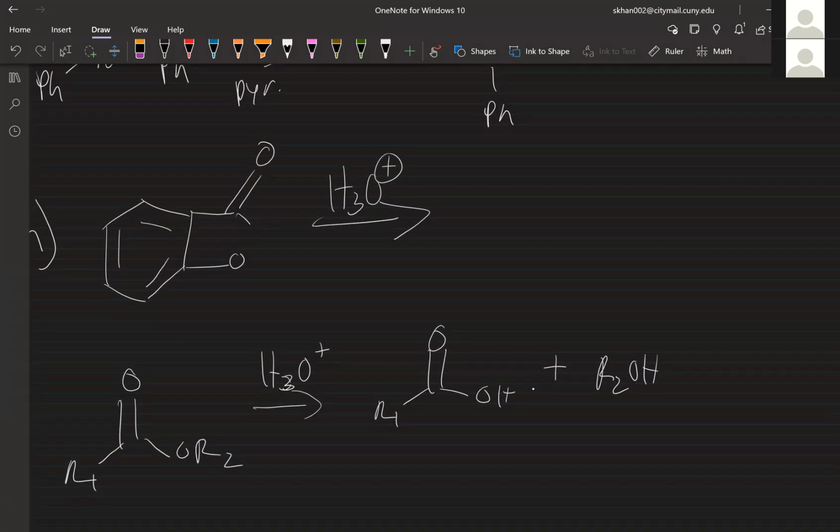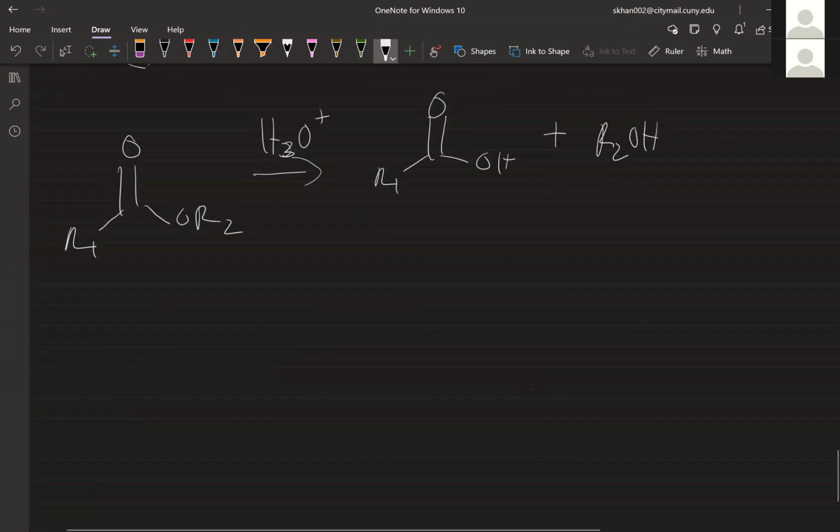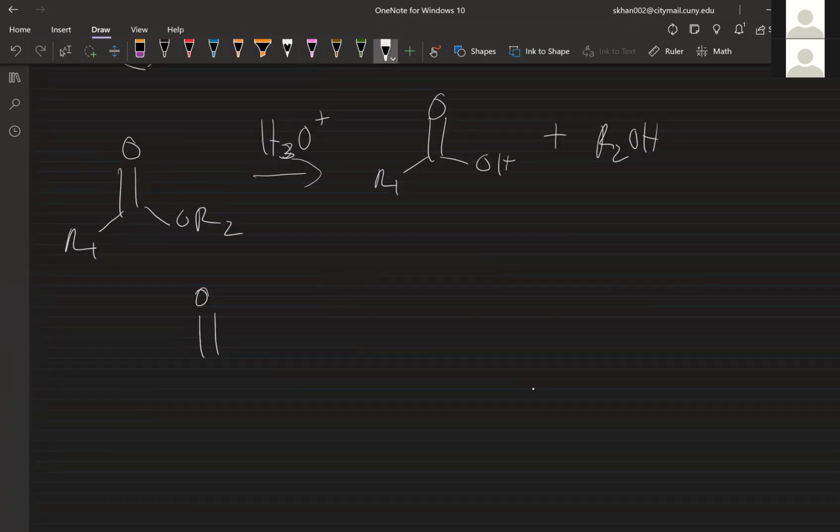Let me actually draw that. So you cleave that bond, you form a carboxylic acid where the carbonyl is, right? And in this case, the OH is part of the same molecule. So it's something you still have to consider, right? And it's going to be attached, right? So if I gave you another one where I gave you something like this, another cyclic ester, right?